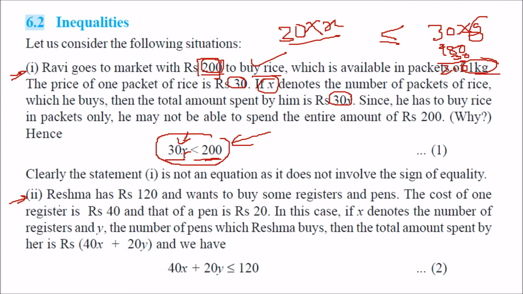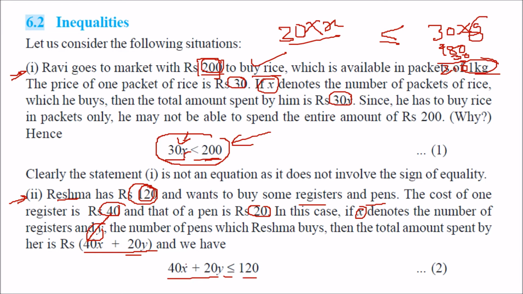Let us take one more example. Reshma, she has 120 rupees and she needs to buy some registers and pens. The cost of a register is 40. Say if X is the number of registers, so 40X will be the total cost of the registers. 20 is the cost of a pen, and if we say Y is the number of pens, so 20Y will be the cost of the pens. So 40X plus 20Y is the total cost of registers and pens. But she has 120 rupees. So this cost has to be always less than 120 rupees because she doesn't have more money than that.